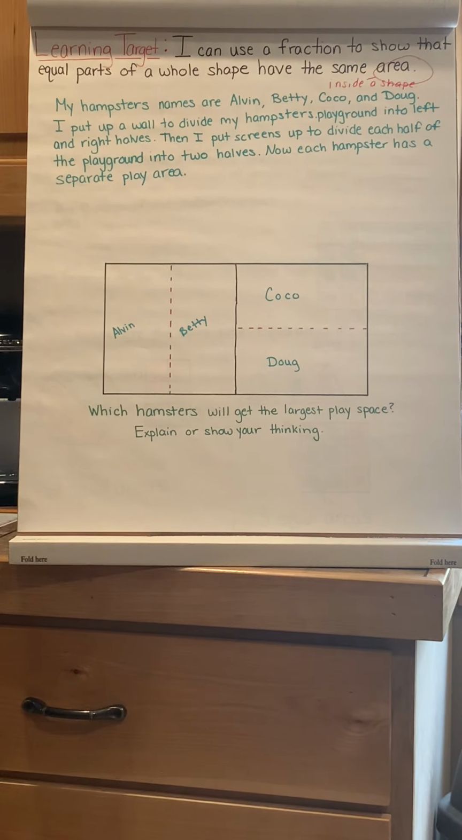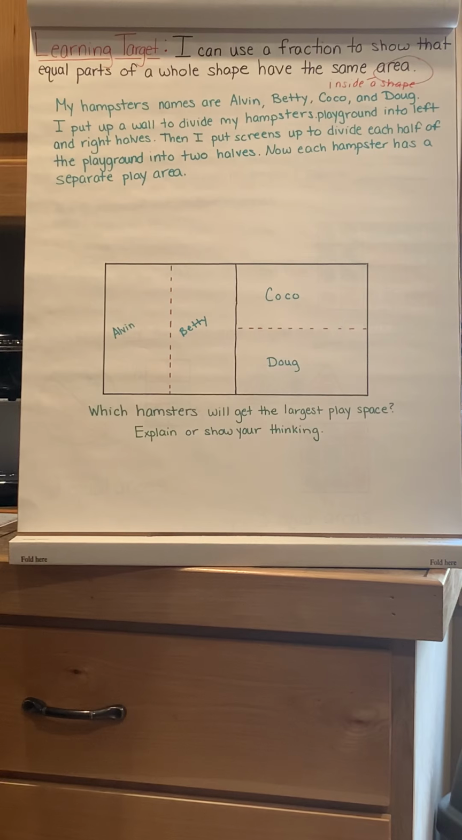So we're going to be using fractions to show equal parts of a whole that have the same area, the same amount within the shape. So let's look at this first part. This is going to be our Spark Your Learning. My hamsters' names are Alvin, Betty, Coco, and Doug.